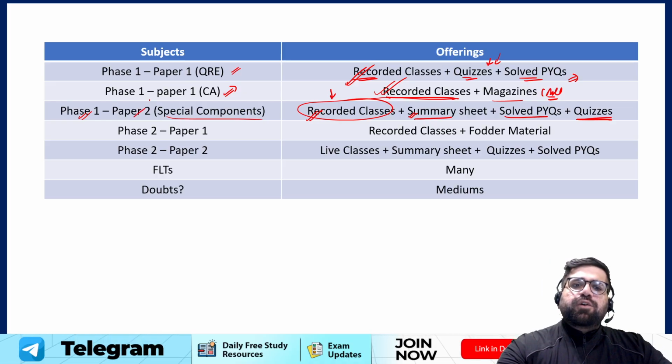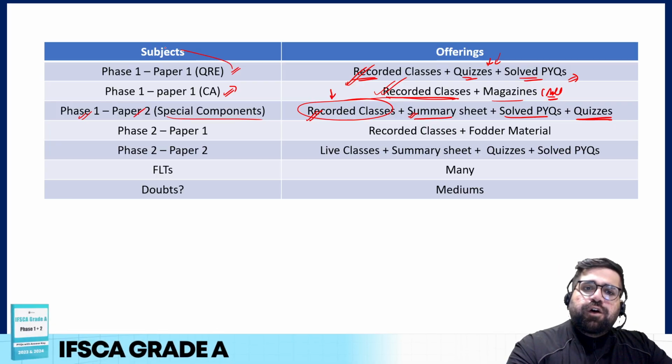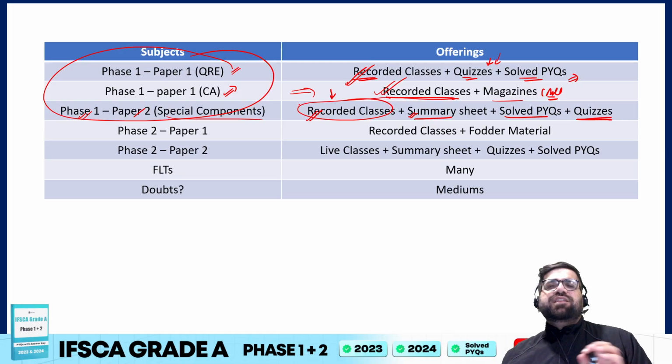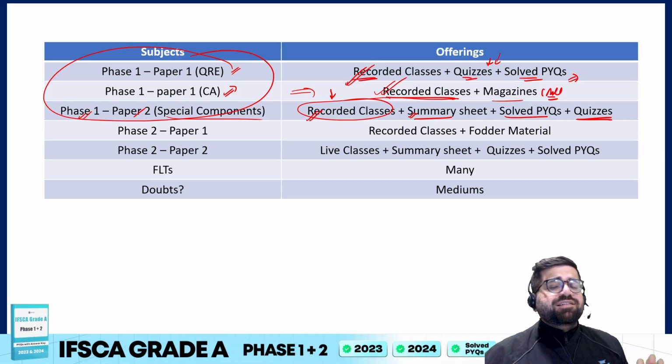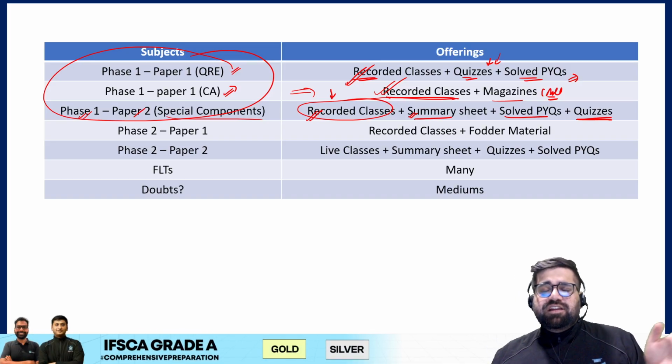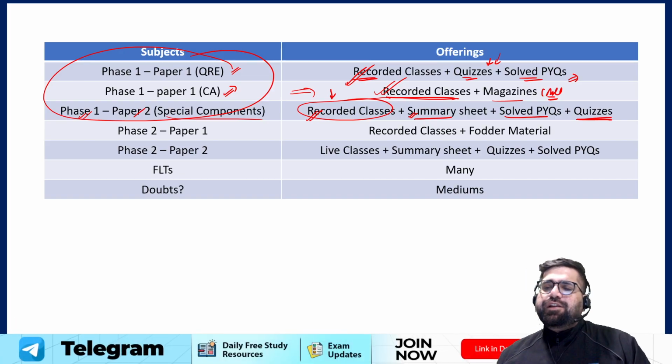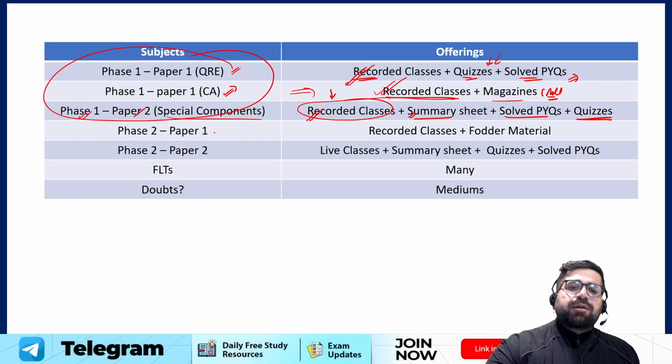So this is all about phase 1 paper 2. For the entire phase 1, we are providing you recorded classes, and don't worry, again I'm saying, these recorded classes are not that old. They were just completed in the months of June and July only, so they still hold relevance and you just have to complete them.